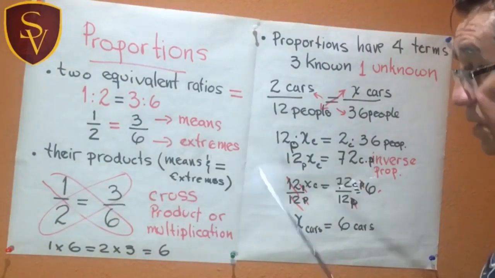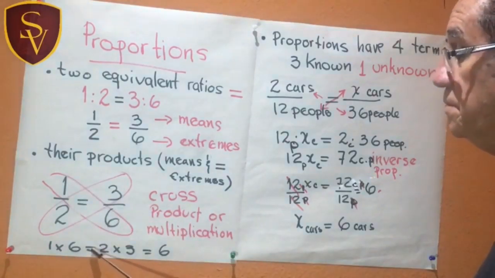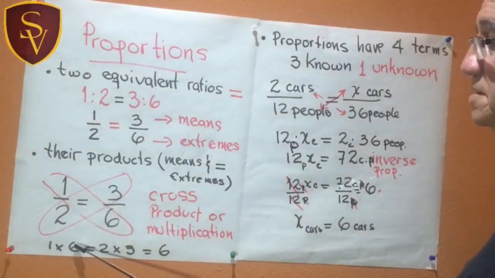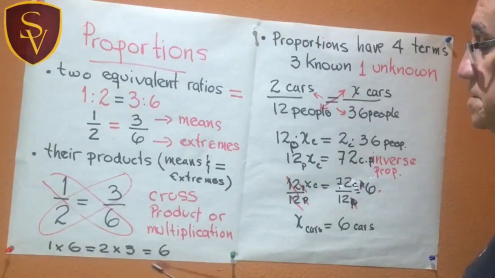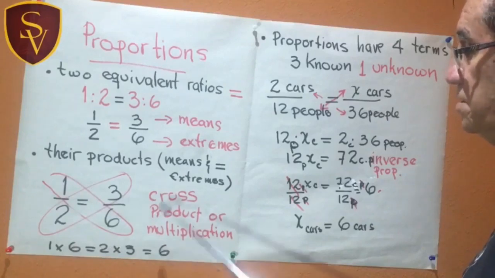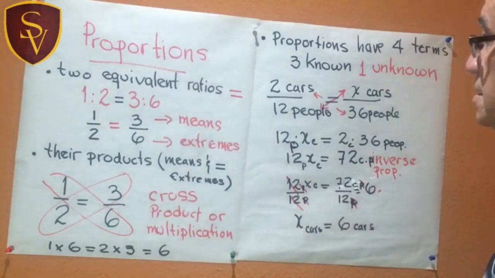So what we are going to have is 1 times 6 is going to be equal to 2 times 3. As you can see, 1 times 6 is 6, 2 times 3 is 6. So the answer is 6. If this multiplication is equal, then our proportions are equivalent.